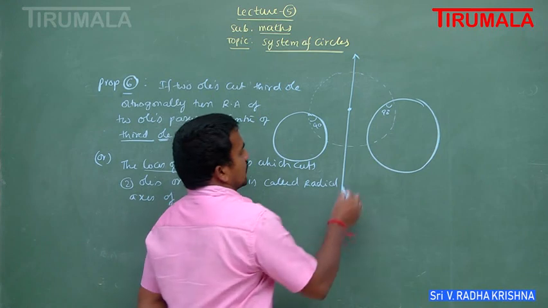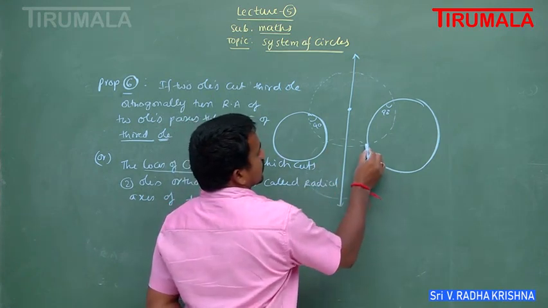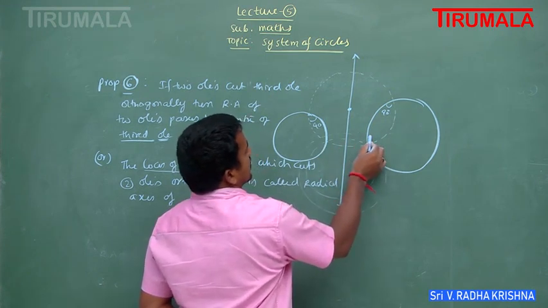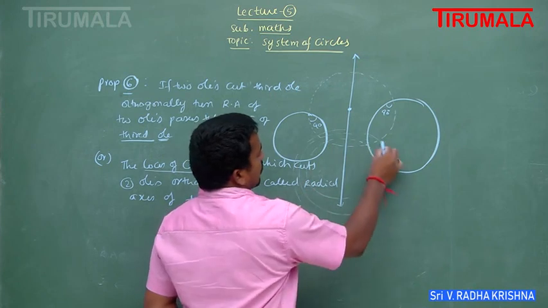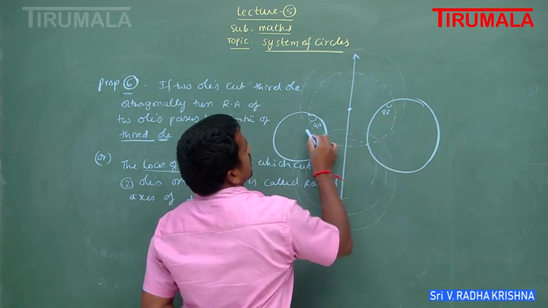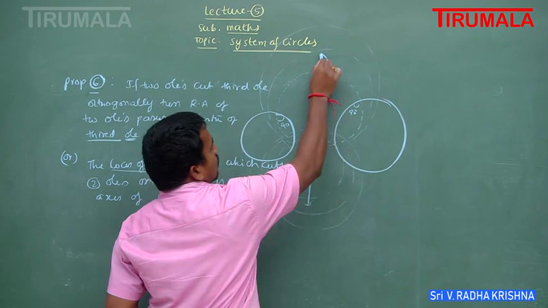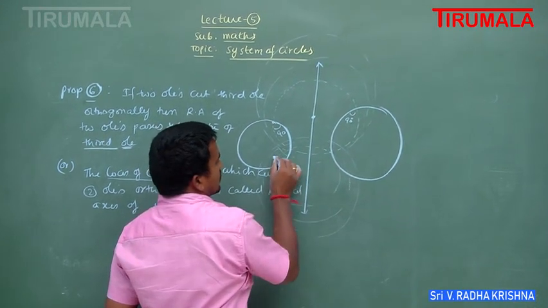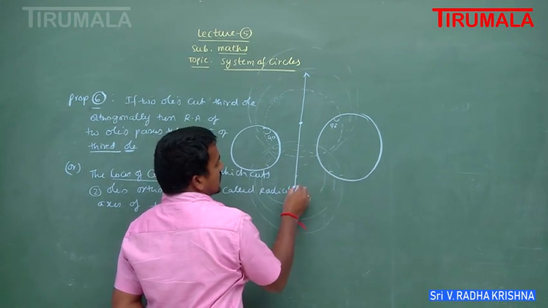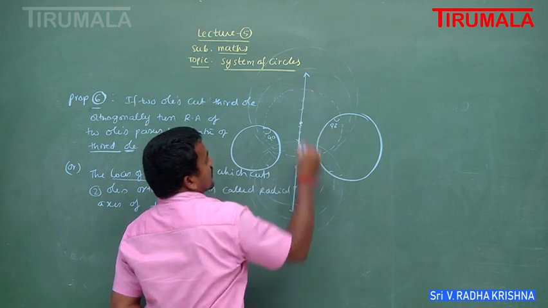Here, infinitely many circles are possible. Suppose this circle intersects orthogonally, this one also, and infinitely many circles exist here which intersect orthogonally. The centers of all these circles lie on one line. Suppose this is a center; all of them intersect orthogonally. In this case, the centers lie on this line, so this is called the radical axis of the two circles.